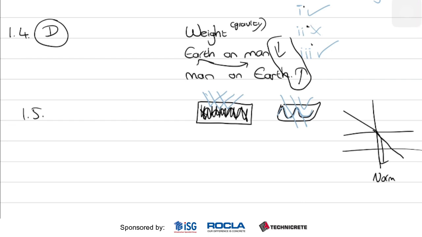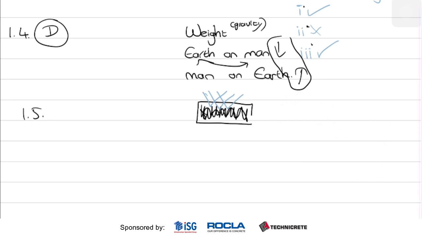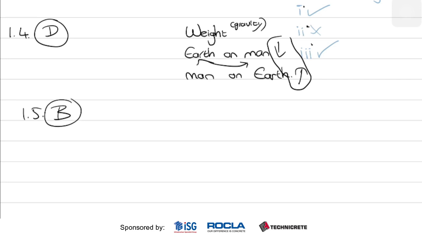D says the optical density of a medium will be high if light moves faster through the medium, which is also not true. If we look at our formula, the optical density is not high if it moves faster. It would actually be low if it moves faster. The higher the density, the slower. Therefore, the only answer that made sense there would be B. So 1.5 is B.